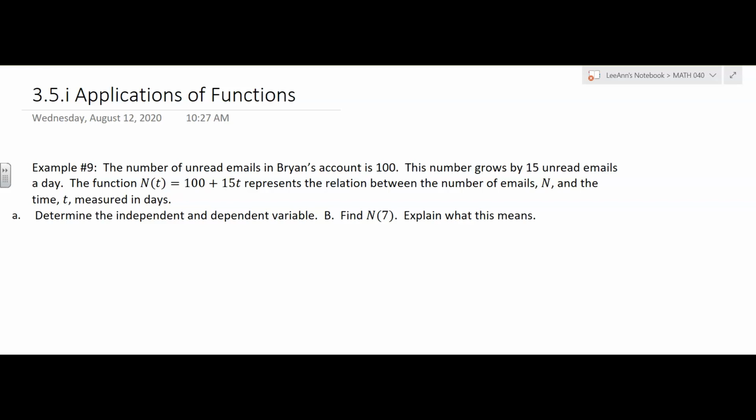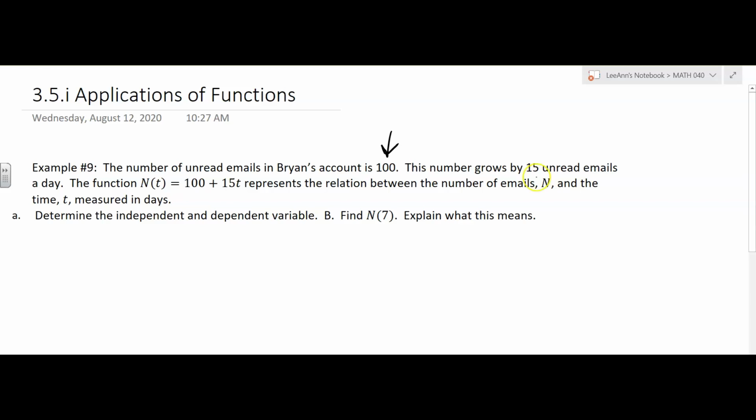So read the problem. If you don't understand it, try to read it again. It'll be very compact. So you have to kind of read each little word and sentence, and try to figure out what it means. So I'll give you an example here and we'll see how it goes. It says the number of unread emails in Brian's account is 100. Okay, so apparently Brian has an account and he's got 100 emails that he hasn't read. See, you kind of have to take your time and think about what's going on.